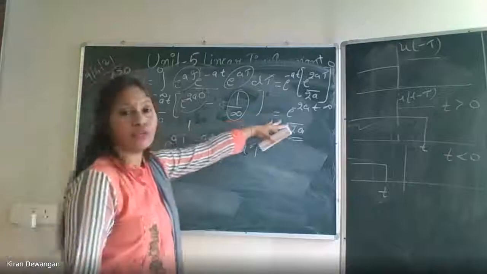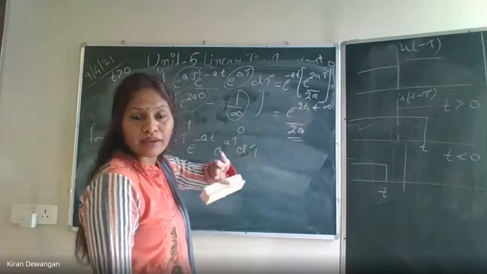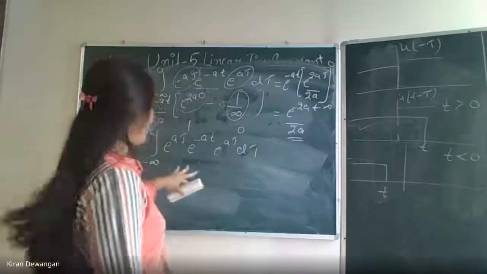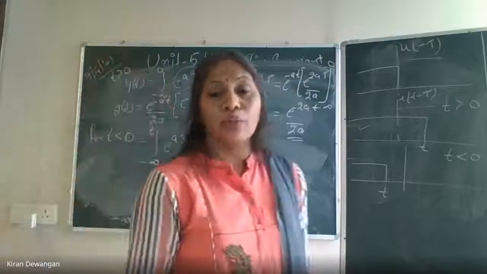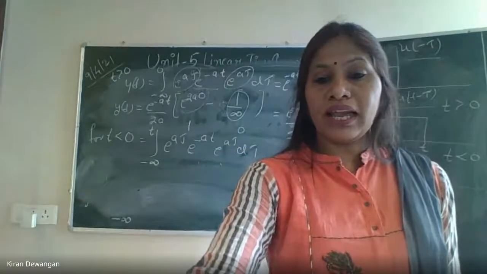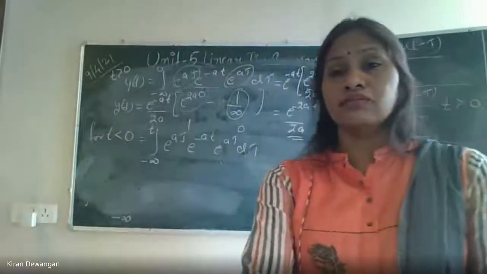Okay, here e to the power minus at by 2a had come, sorry, 1 by 2a times e to the power minus at had come. But for t less than 0, that is for another value of t which is less than 0, we'll get another answer. Now what is the other answer? Just integrate and give me the answer. Tell me quickly.